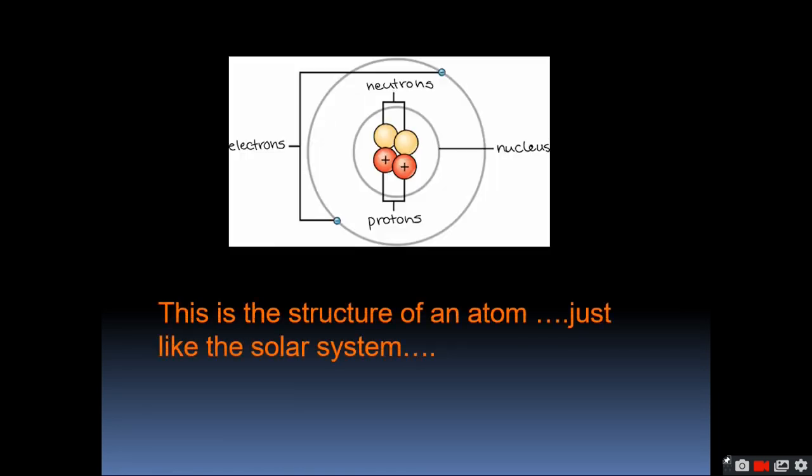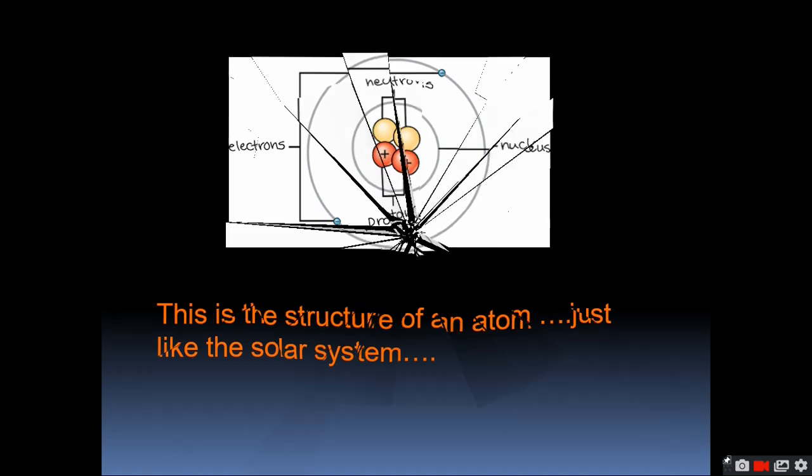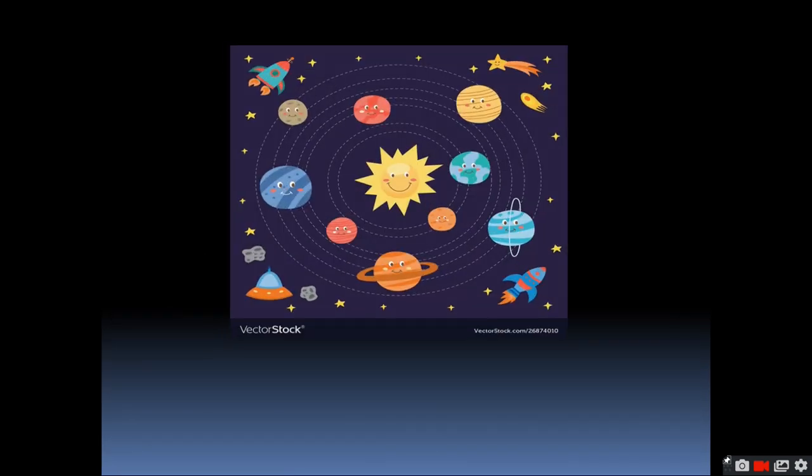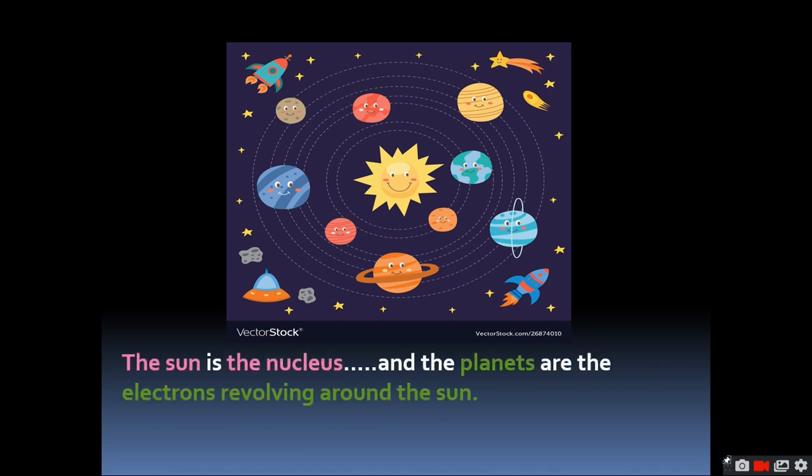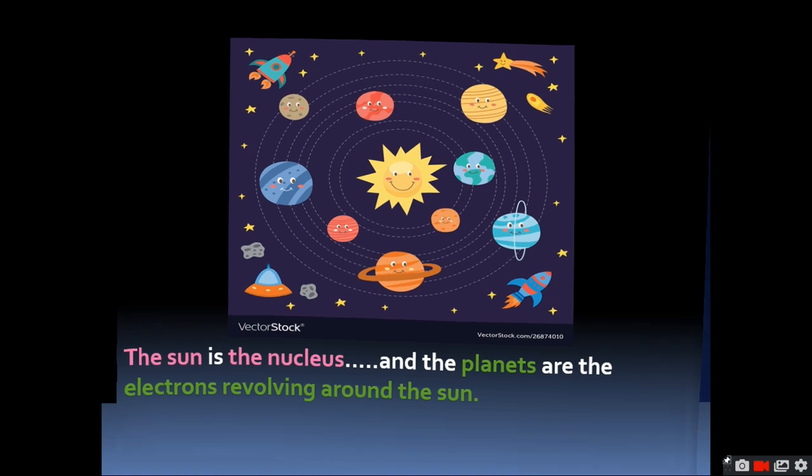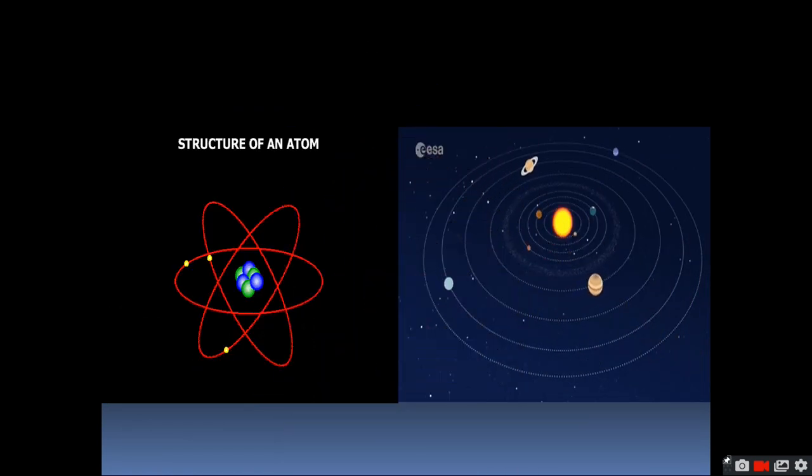Here you can see how the subatomic particles are arranged. The protons and neutrons in the nucleus and the electrons revolving around them. Can you compare this to the solar system? Let's see. Isn't it exactly the same? We can thus consider the sun as the nucleus, which contains the protons and the neutrons, and the planets as the electrons revolving around the sun. So you can compare the structure of an atom and the solar system.